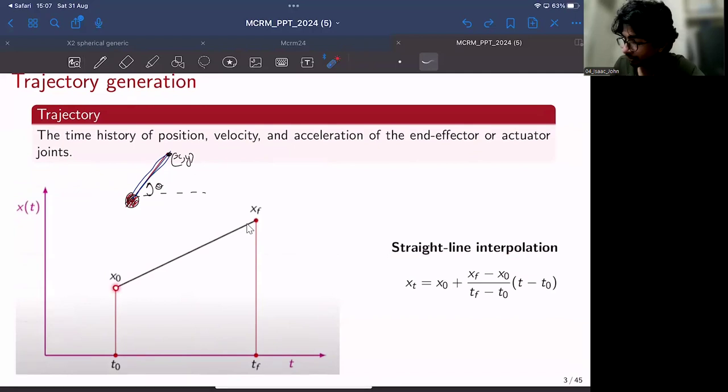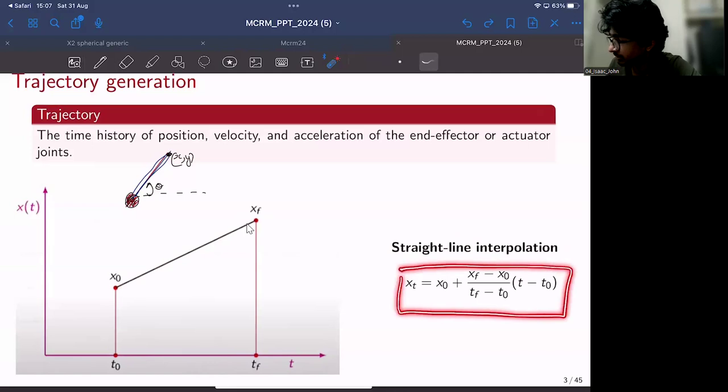We have a desired position, or it could be a joint variable, anything. If you want to move a joint variable or task space variable from an initial position to a final position, we can use straight line interpolation, just a straight line interpolation without any bells or whistles or frills. So the basic expression for a straight line interpolation is nothing but this.